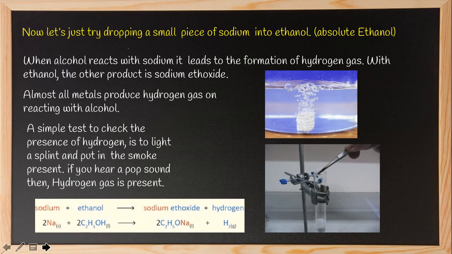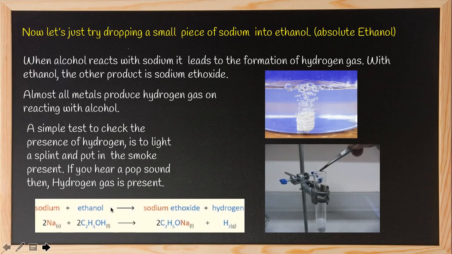I told you there is a simple test. I told you hydrogen gas is being evolved. How do you actually confirm that it is hydrogen gas? It is very simple. If you put a splint near this test tube containing ethanol and sodium, near the gas which is coming out, there is a pop sound which can be heard. Then it is the confirmation of hydrogen.